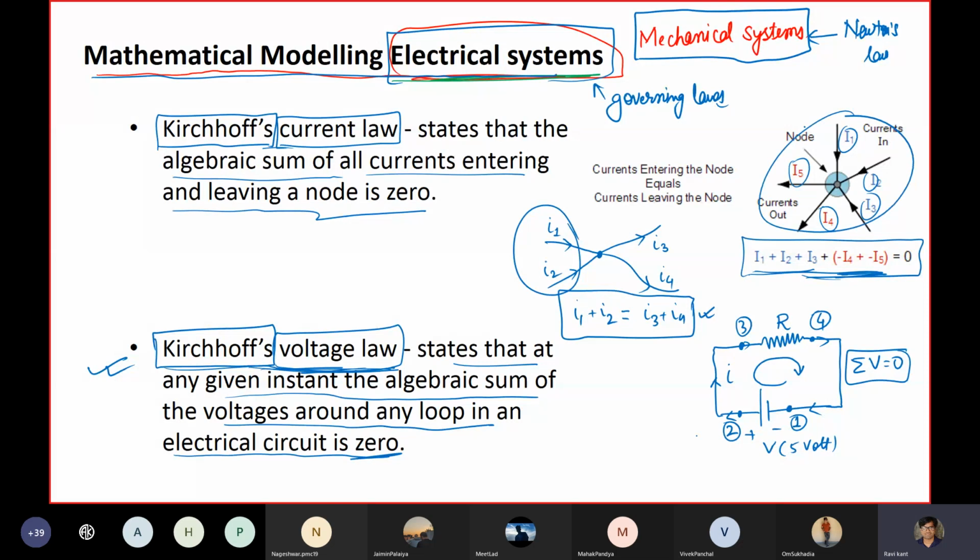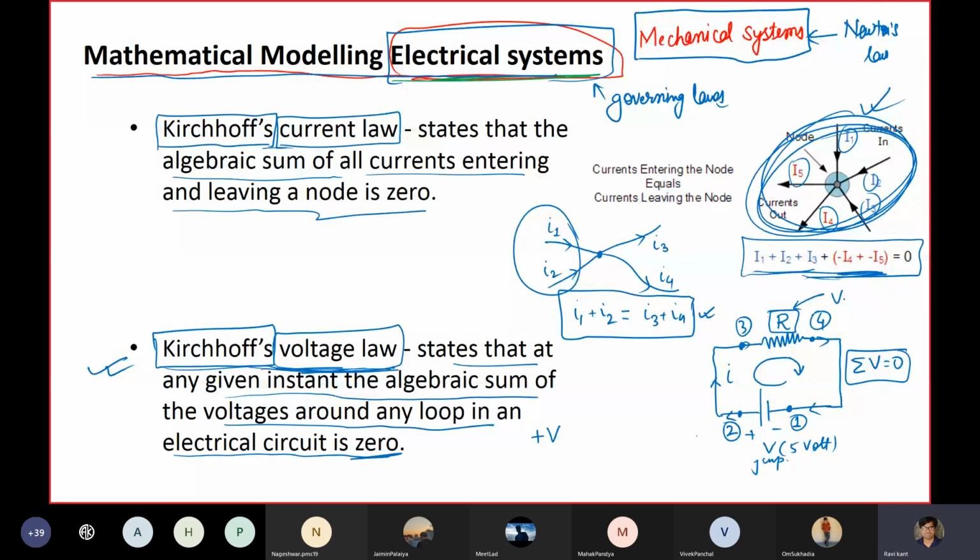While going from 1 to 2, you have a voltage jump, so you write the voltage jump as positive. Between 2 and 3 there is no voltage loss or jump. Now you come to 3, and from 3 to 4 you come across a resistance. The resistance causes you to lose voltage, and the voltage lost will be proportional to the resistance that it has.